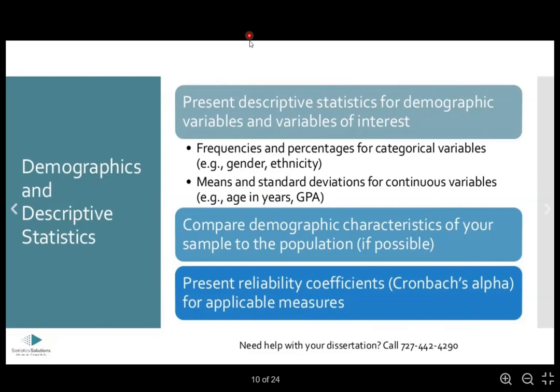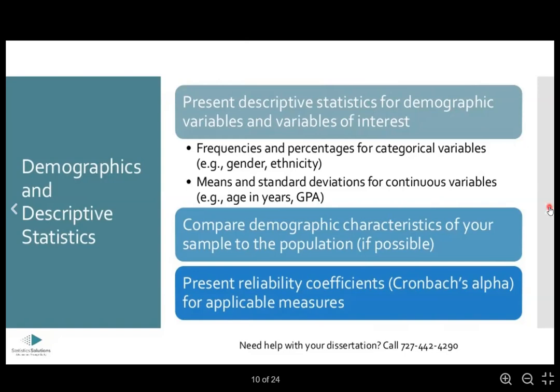And then in addition to describing your variables and your sample and population, you'll also want to describe the reliability coefficients of any measures that you're using. So if you are using a particular instrument, for the study that I mentioned, the Patient Health Questionnaire, then you need to explain or provide justification for why this instrument is appropriate to use in this study. And that, again, is just ensuring that you are testing what you're supposed to be testing.